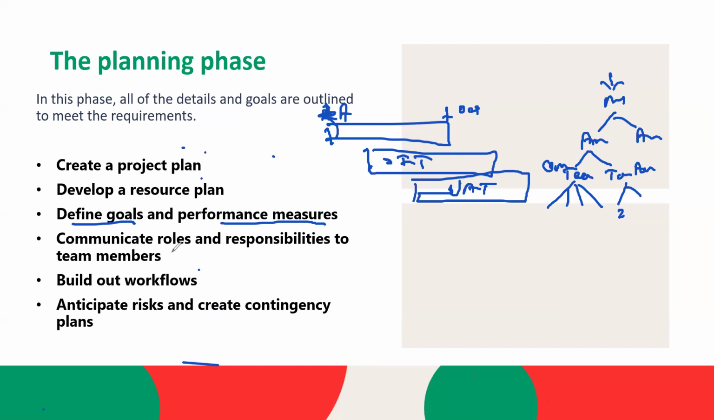Communicate role and responsibility to team members. As the team is formed, each developer will come to know, okay, he needs to work on this MuleSoft part, this developer needs to work on the testing part. The DevOps team will be a separate team, so they need to do all the automation and all. Like that, all this planning will happen in this planning phase.